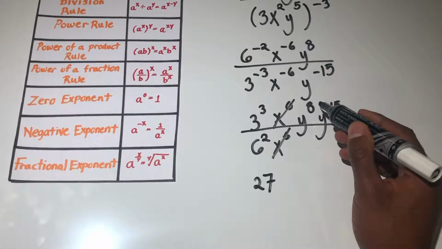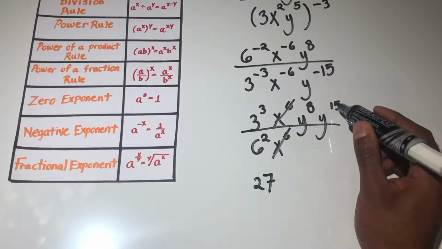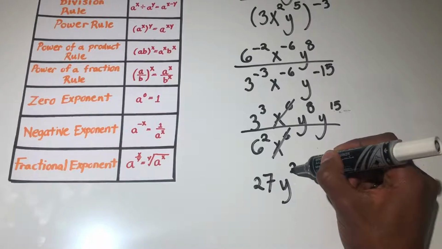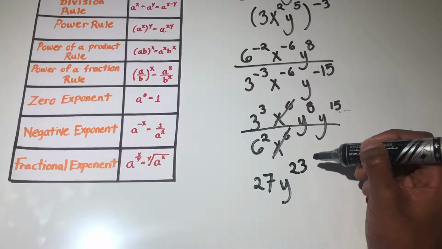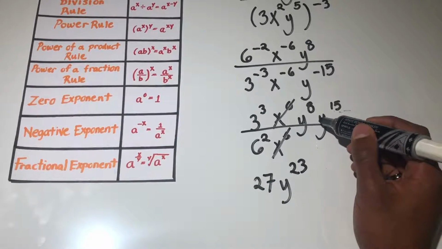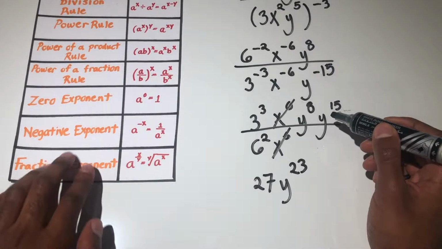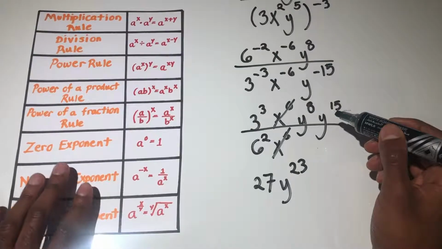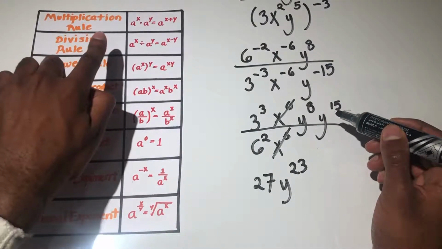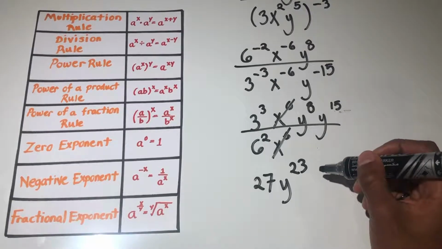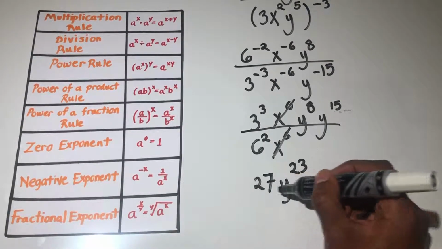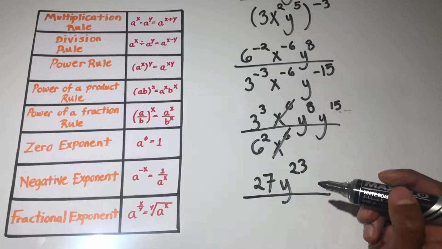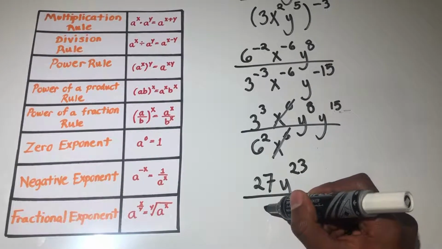Then y to the power of 8 times y to the power of 15 is going to give us y to the power of 23. Because when you have a common base, and you're multiplying them, according to the multiplication rule, they're just going to add. And then all this is over 6 to the power of 2, which is just 36.